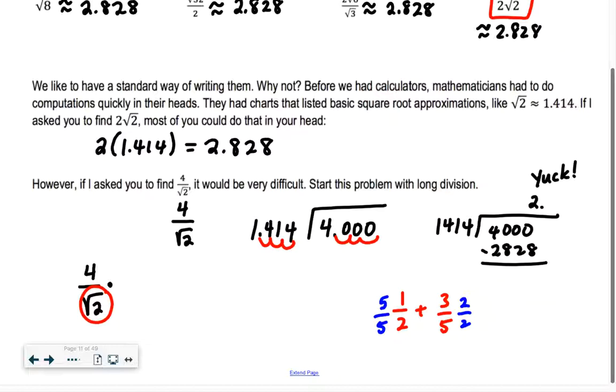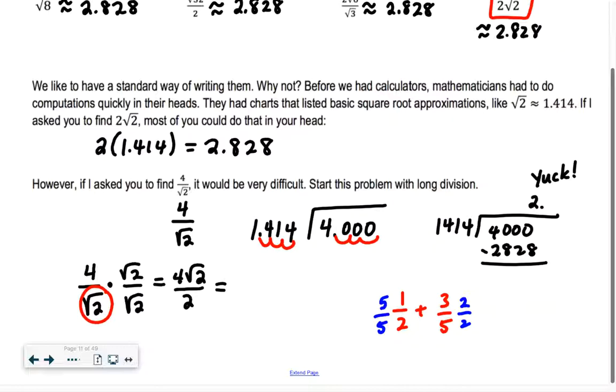So when I have this, what I'm going to do is multiply by root 2 over root 2. And why is that allowed? Because this is 1. It's not changing my number. But what does that do to the bottom? It becomes the square root of 4. Does it just go away? No, it doesn't just go away. It becomes square root of 4, which is 2. So then we have 4 times root 2 over 2.